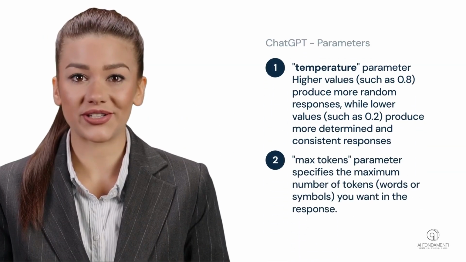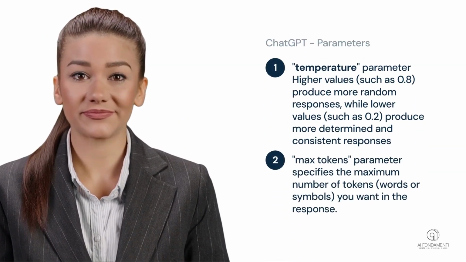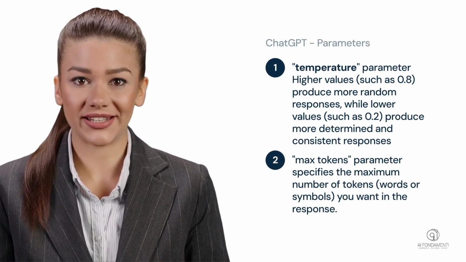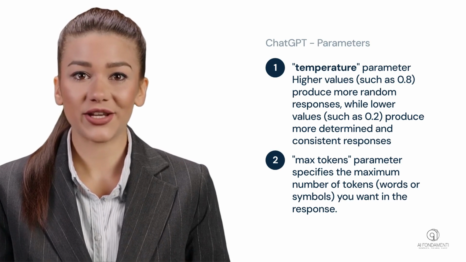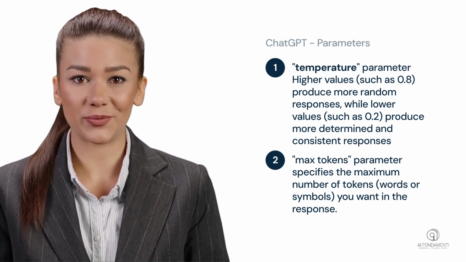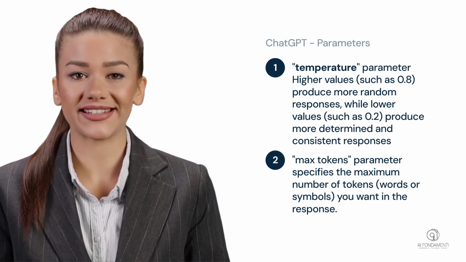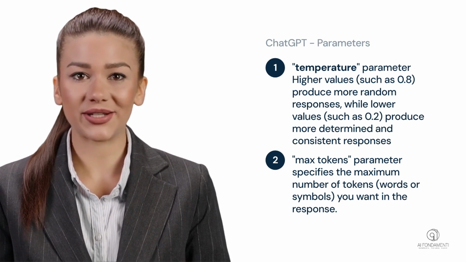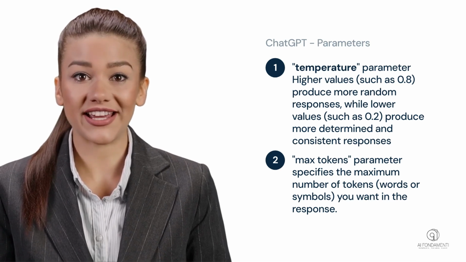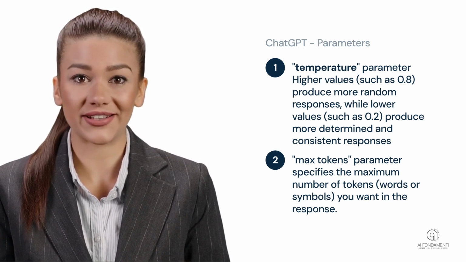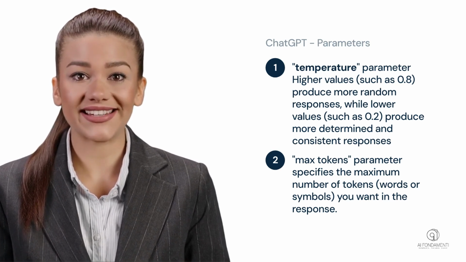Let's start with an important tool, the temperature parameter. This parameter controls the randomness of the responses generated by ChatGPT. Higher values, such as 0.8, produce more random responses, while lower values, such as 0.2, produce more determined and consistent responses. Another parameter to consider is the max tokens. This parameter limits the number of tokens, words or symbols, in ChatGPT responses. It can be used to avoid overly long or unclear answers. Let's see some examples.